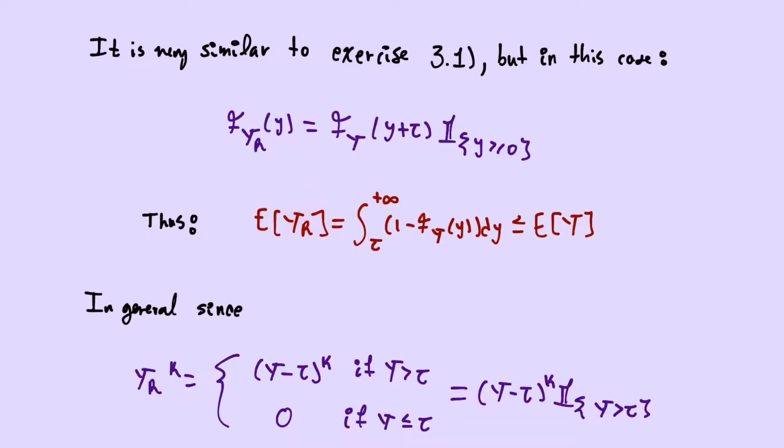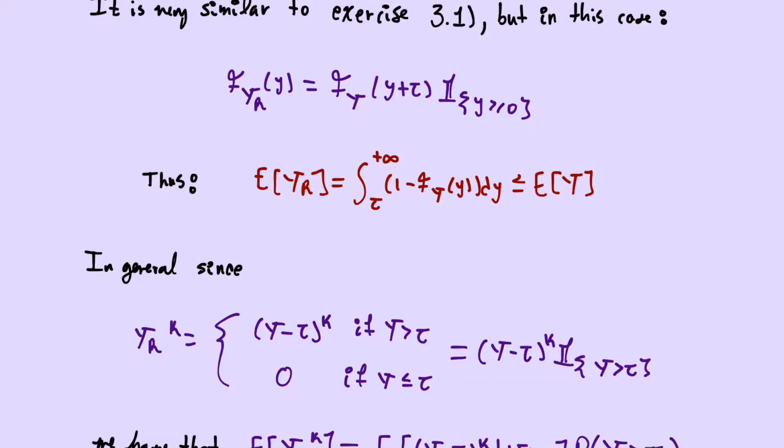And of course the expected value for this random variable Y^R would also be the integral from tau to infinity of 1 minus F, the distribution function of Y, evaluated in y, dy. Sorry, it is Y_j, I have been saying y. Sorry for that. It is j.